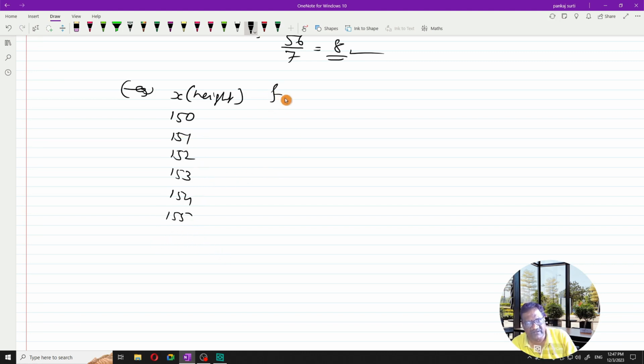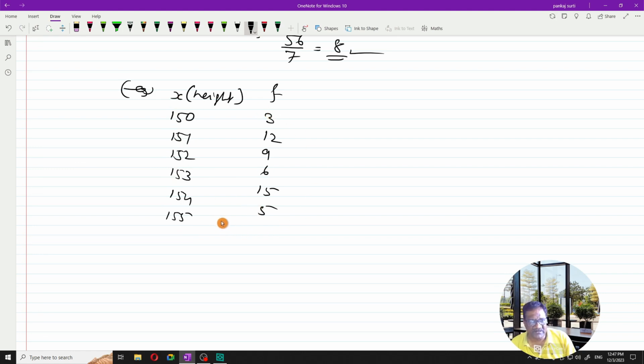Frequency is also given. Suppose the students who have 150 height are 3, 151 height students are say 12. So these are the frequencies: 3, 12, 9, 6, 15 and then 5. So this is data where along with the variate you are having frequency also.